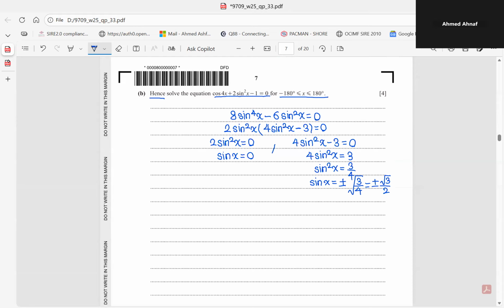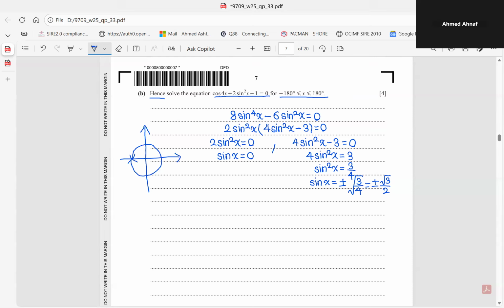Okay, so now that we have sine x, let's draw our unit circle and see which quadrants our domain for x covers. So yeah, it's a unit circle. So maximum is 180. So this is 0. So from here all the way to 180, and it also goes the other direction all the way to negative 180.